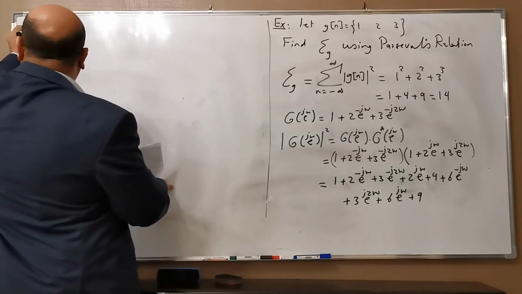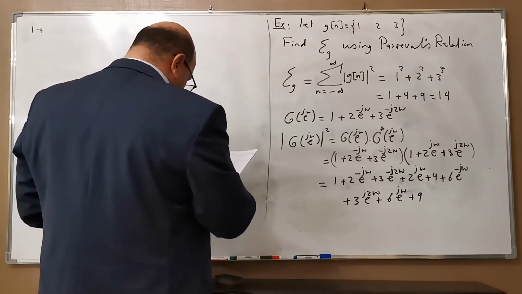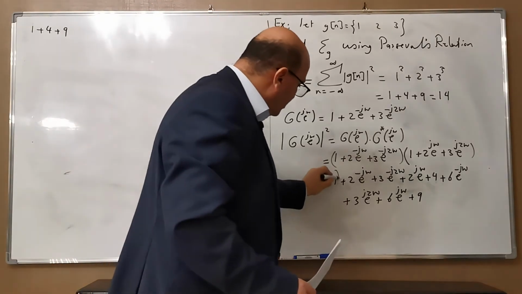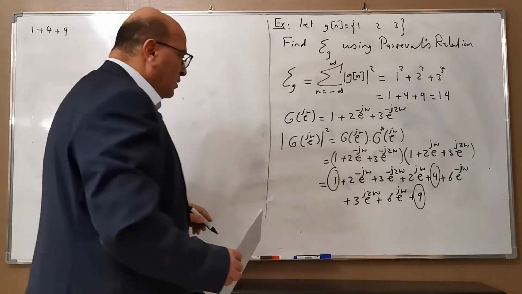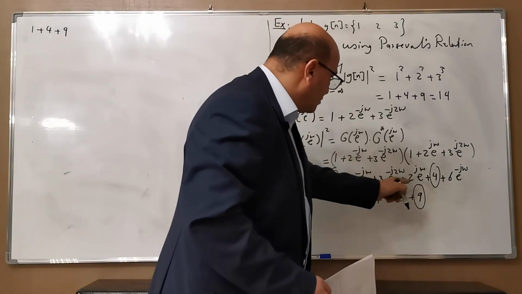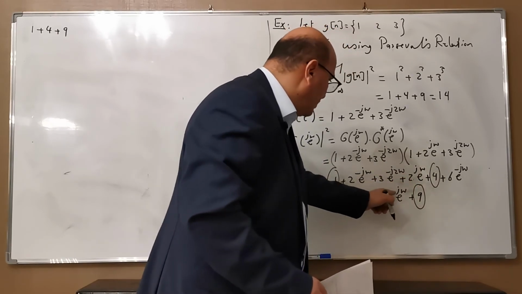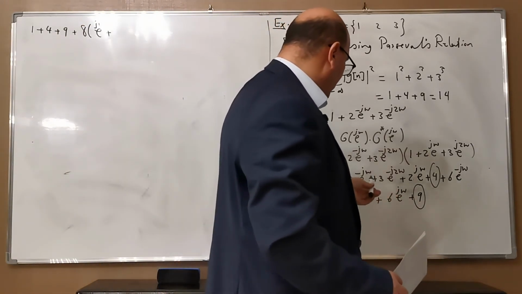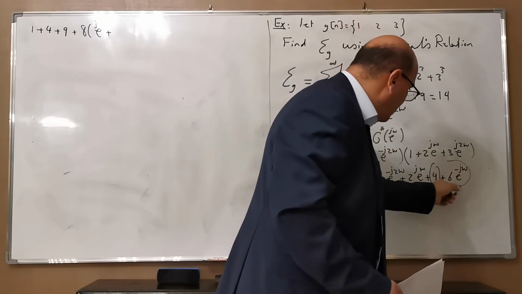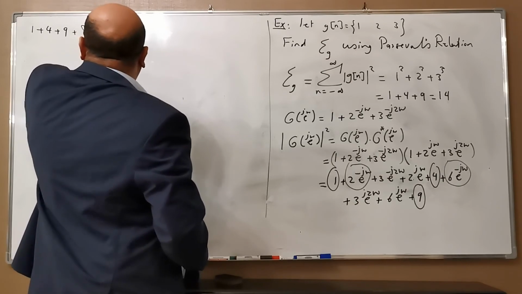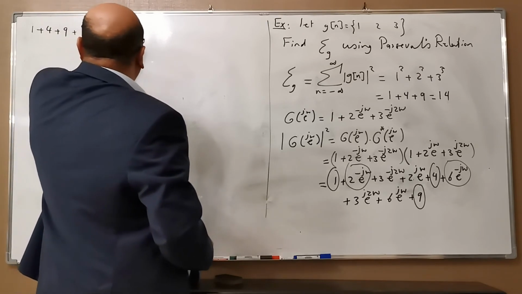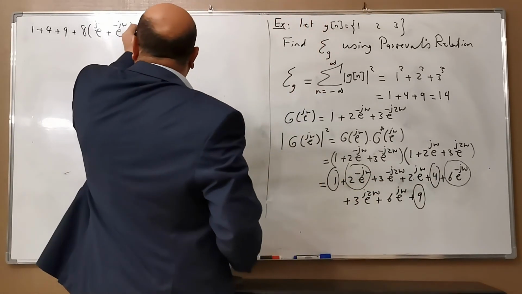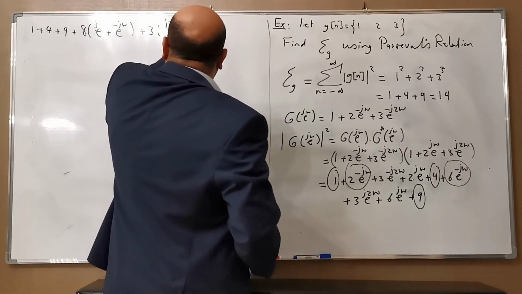Now we have 1 plus 4 plus 9. So you have 3 values here. Now we also have 2e to the j omega and we have 6e to the j omega. So you have plus 8 times e to the j omega, plus you have another 8 with e to the minus j omega. You have this one here, and you have this one here. So this is 8e to the j omega and 8e to the minus j omega together. And the last one is e to the minus j 2 omega. So this is plus 3 times e to the j 2 omega plus e to the minus j 2 omega.